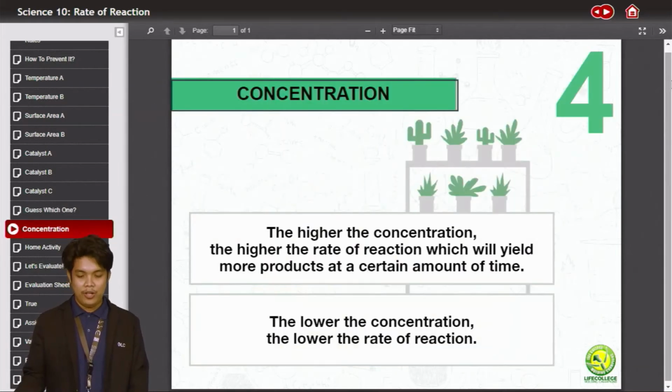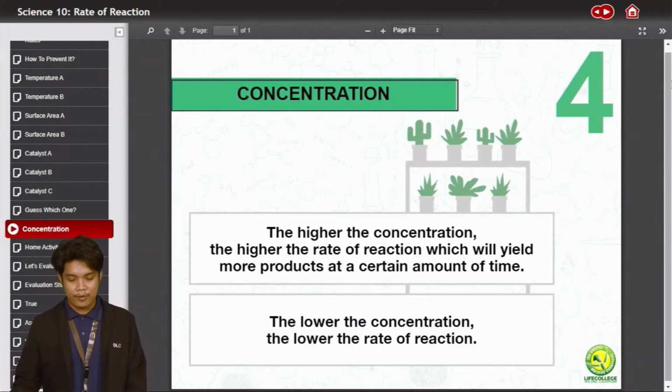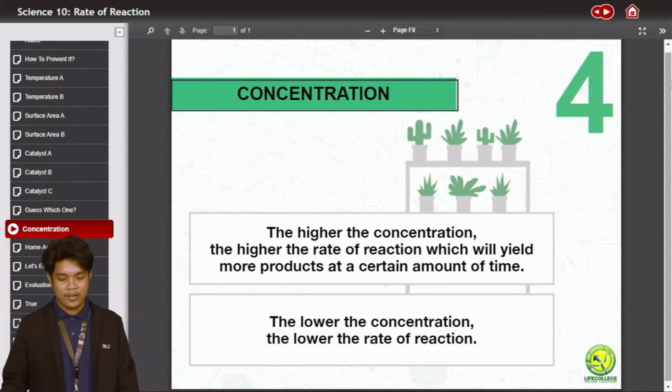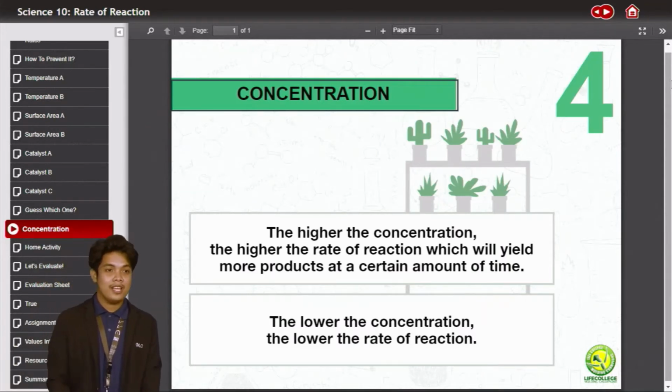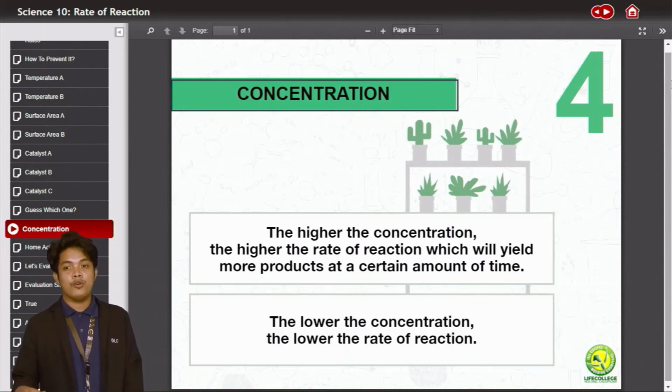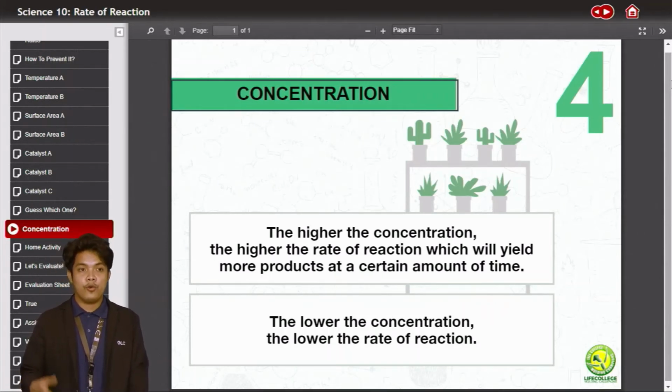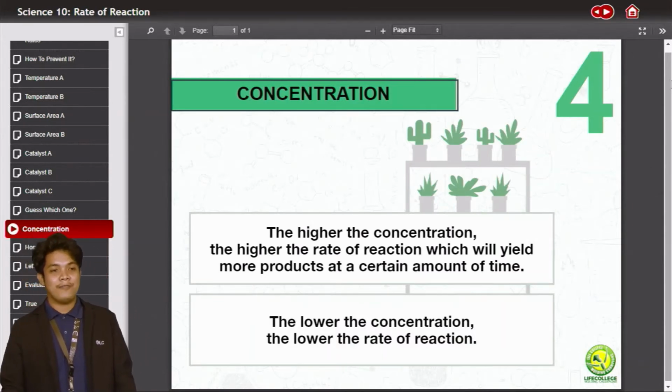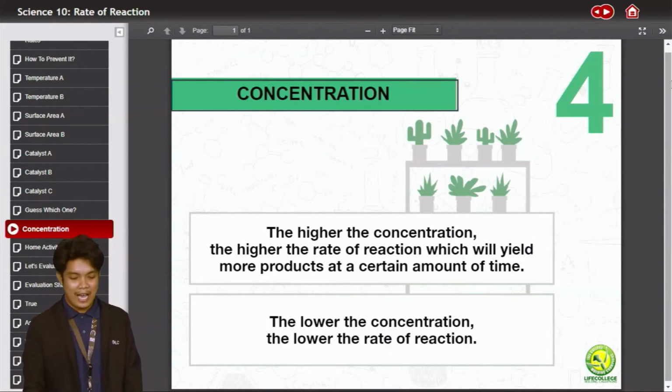So the higher the concentration, the higher the rate of reaction, which will yield more products in a certain amount of time. The lower the concentration, the lower the rate of reaction. Just like in fermentation, we use grapes, barley and other grains because they have more sugar content. The more glucose, the more yeast will process in fermentation, and then the more product we will have, which indicates that a faster rate of reaction is happening.